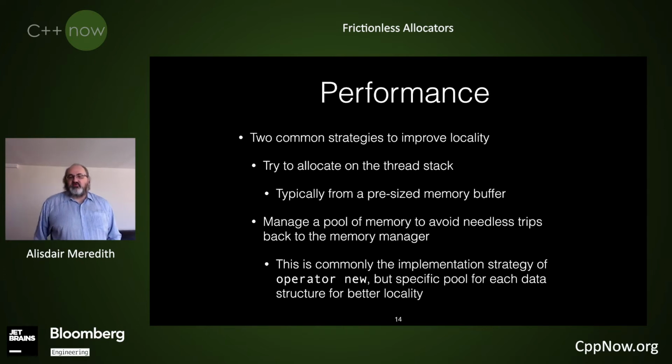So again, we have two common strategies. We have to try to improve locality. A common one is we can allocate off the thread stack. So typically we're having, say, a 2K array or something, that we might buffer for local use in that function. That's as local as we can get, and that's really going to keep data in the level 1 cache ideally.